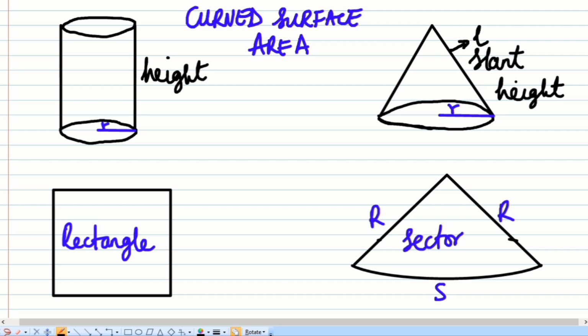They are three-dimensional shapes, right? Because they have height. The cylinder has a radius, a circular base, and obviously a height. The same thing with a cone. Now, what's the curved surface area, you may want to ask? What do you mean by curved surface area?